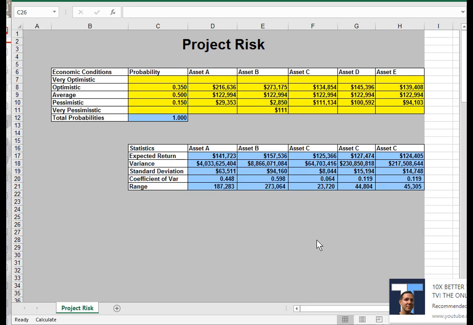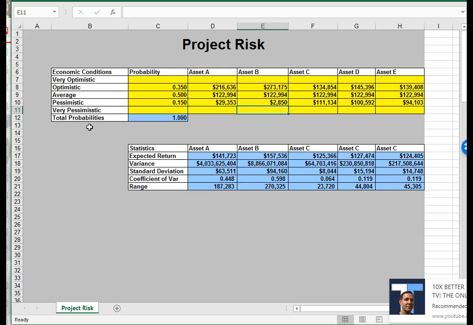In this video, I briefly want to go through the process of analyzing some project risk. This is the same kind of analysis we do with standalone risk for a single individual asset. And we need some basic data. The data that we need is we need to have some probabilities of economic conditions.